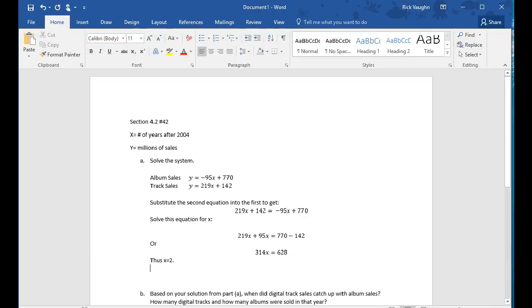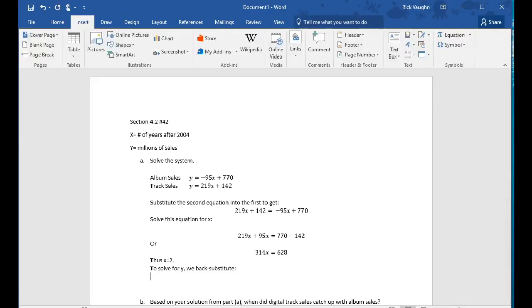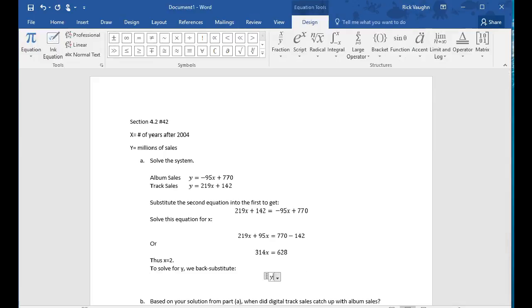Now, to solve for y, we need to back substitute this x solution, x equals 2, into either one of the top equations in order to solve for y. That's called back substitution. So we'll say y is equal to, let's use the equation editor, make this look nice. y equals minus 95 times, substitute in the 2 for the x, and then plus 770.